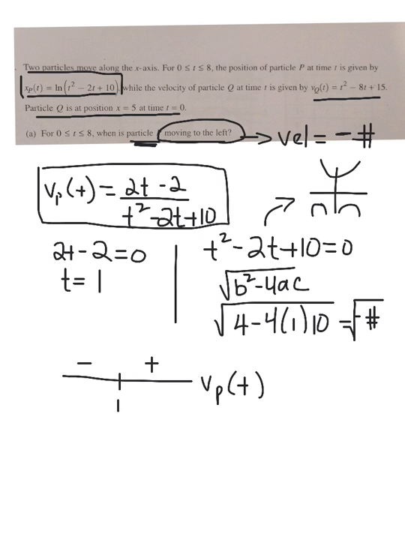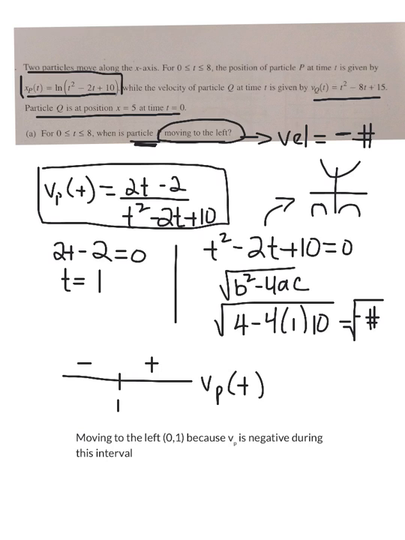All right, so it's asking, when is the particle moving to the left? So when is the particle moving to the left? Right, so it's moving to the left between 0 and 1 because the velocity of particle P is negative during this interval.